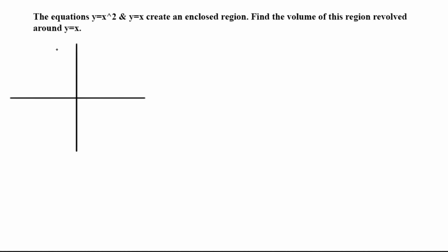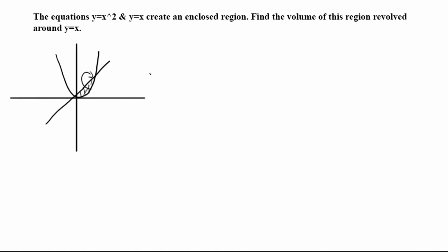So the equations y equals x squared and y equals x create an enclosed region. We're trying to find the volume of this region when it's revolved around y equals x. So y equals x squared looks something like this, and y equals x looks something like this. And this is the region that we're going for here. And we're trying to revolve this region around the line y equals x.